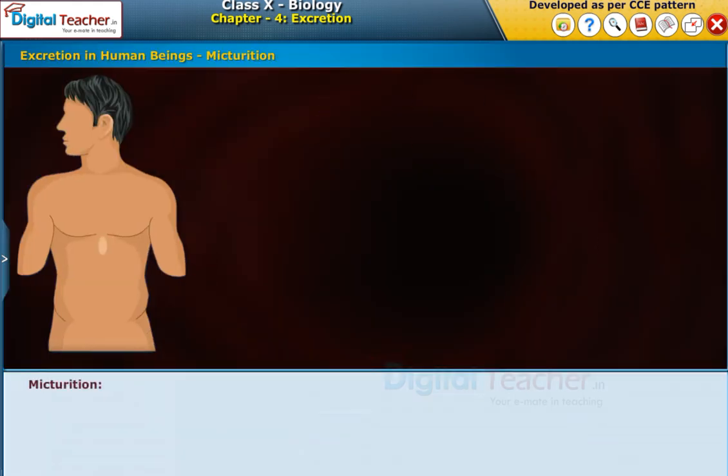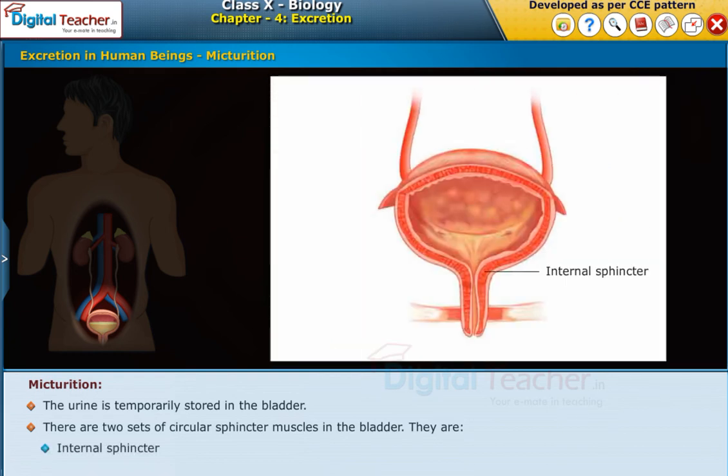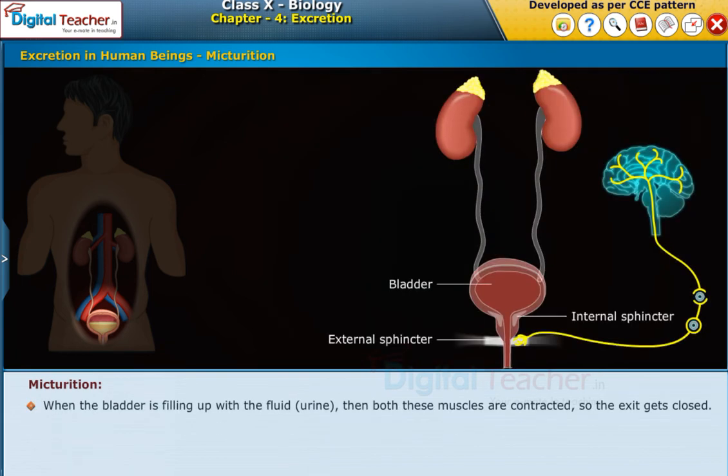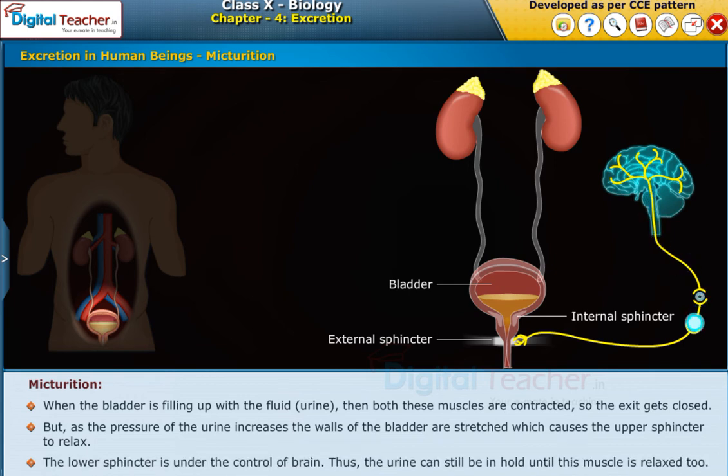Now, let us learn about micturition. The urine is temporarily stored in the bladder. There are two sets of circular sphincter muscles in the bladder: internal sphincter and external sphincter. When the bladder is filling up with fluid urine, both these muscles are contracted, so the exit gets closed. But as the pressure of the urine increases, the walls of the bladder are stretched, which causes the upper sphincter to relax. The lower sphincter is under the control of the brain. Thus, the urine can still be held until this muscle is relaxed too.